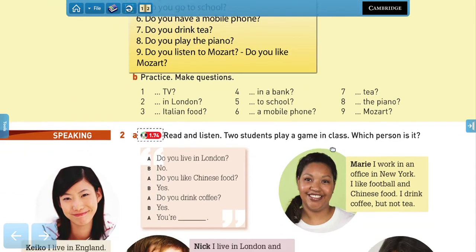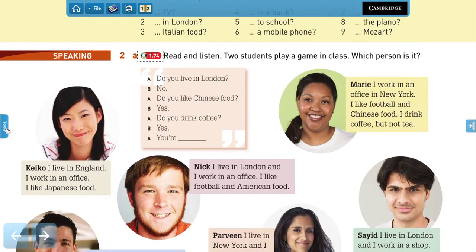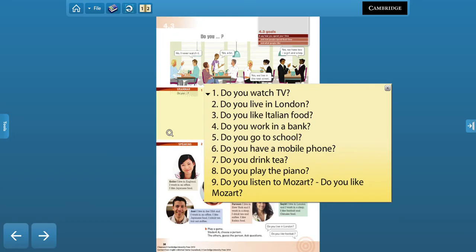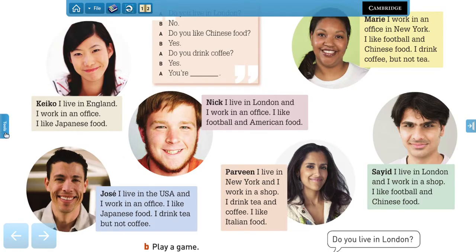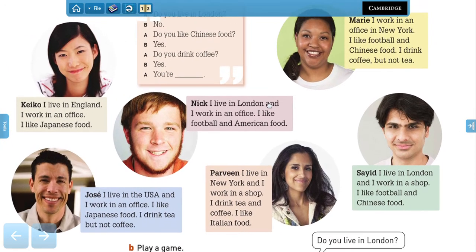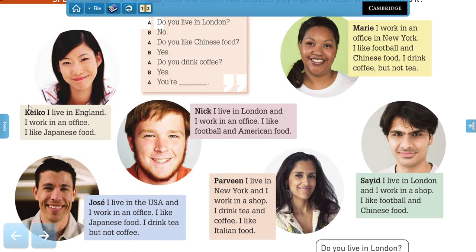Now let's see. Here we have a description of different people in a class. We have 2, 4, and 6 people, and all of them have a description. So let's read together. We have Keiko. She says, I live in England. I work in an office. I like Japanese food.